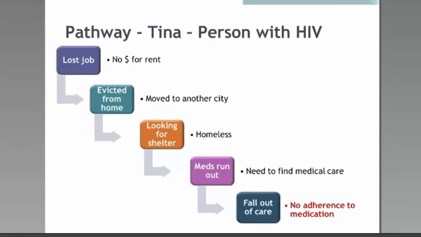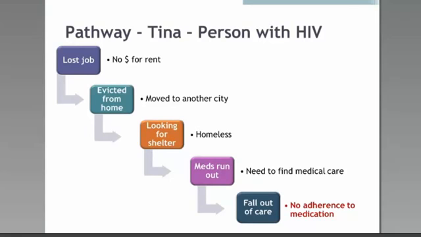And so now she's forced to look for shelter, and as she's looking for shelter, she doesn't have a home, and she's homeless. Her meds that she had, and everything was going great when she had her job and her home, have run out. And now she has no idea where to find medical care. She's in a new town. She's feeling overwhelmed because of all of these other priorities in her life. And as a result, she falls out of care. And the fact that she's not in care also means that she's not adhering to medication.